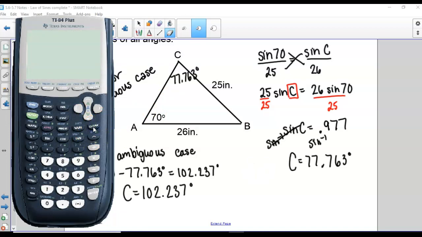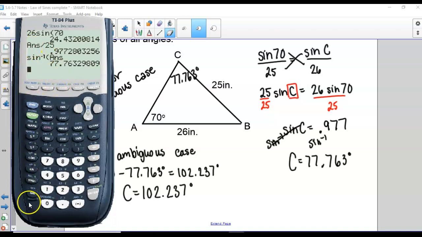Do you guys know how to store a value on the calculator? If you don't know how to store a value on the calculator, follow along. We had to do 26 sine 70 divided by 25, and then we did sine inverse of that. I'm going to store this value because I'm going to have to use it a few times, and that way I can just type C instead of using the rounded value.